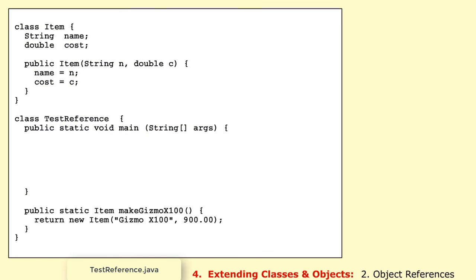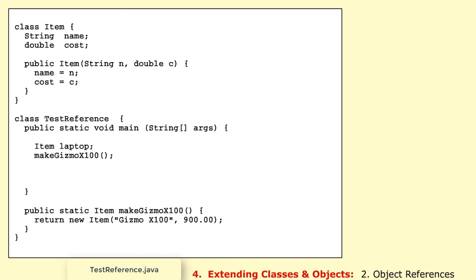Methods can also return objects, or, more correctly, object references. For example, this simple method creates an object of type item using the new operator and then returns a reference to it. Notice the return value for the method is item. So now we can instantiate a particular item by simply calling this method.